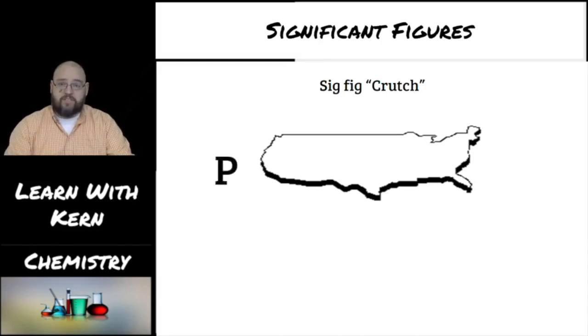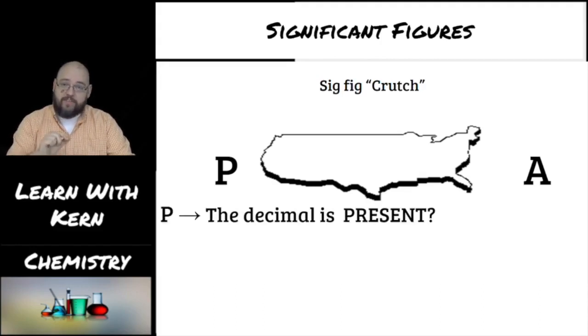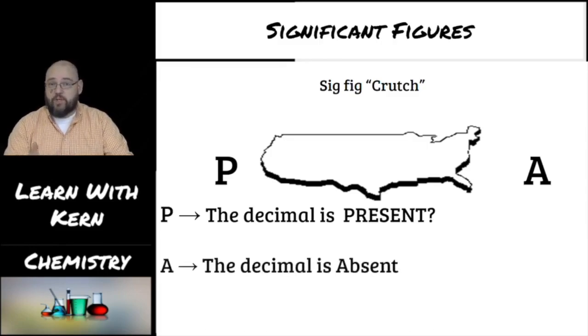Over here on the left side of the United States, or the west side, would be the Pacific Ocean. And over here on the right, or the east side, is the Atlantic Ocean. All right, the P and the A are the important part here. And so I'm just using this to help us identify how many significant figures something has. If the decimal is present, we're going to start on the P side. If the decimal is absent, we're going to start on the A side.